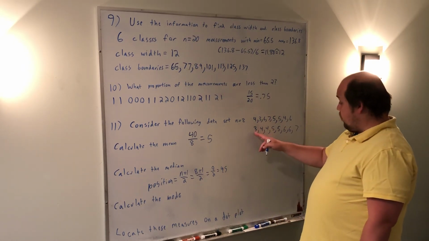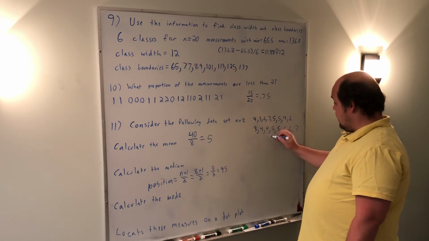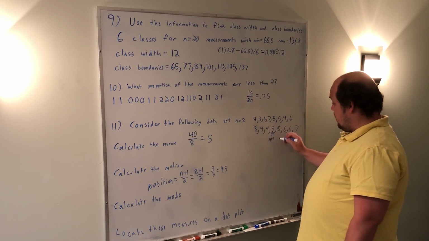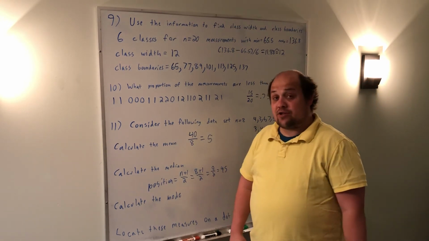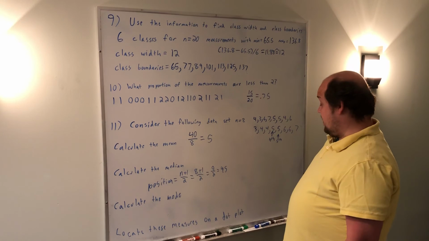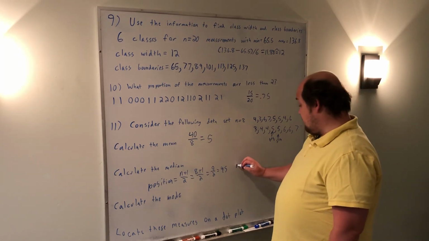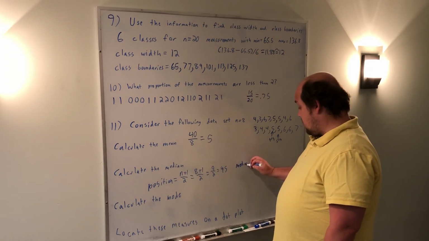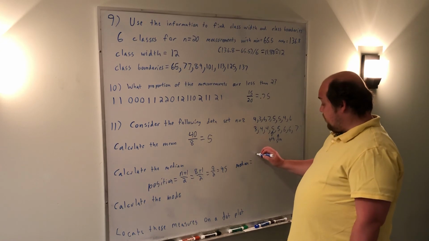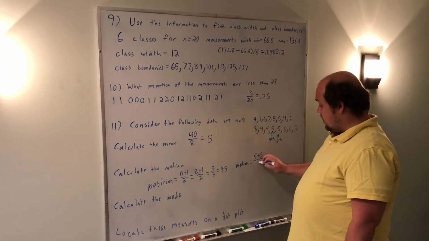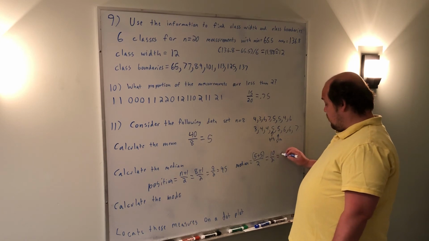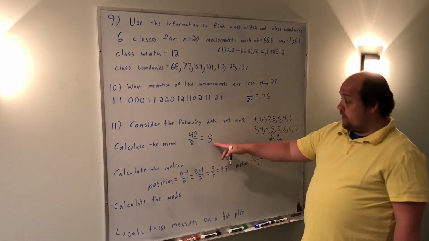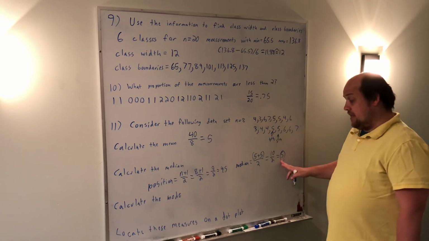If I count over 1, 2, 3, 4, here's the 4th. The one after that is the 5th. Since they're the same, I could really stop here and just report the median as 5. Technically, though, the median equals these 2 data points, 5 plus 5, divided by 2. That gives me 10 over 2, or 5. So both the mean is 5 and the median is 5.